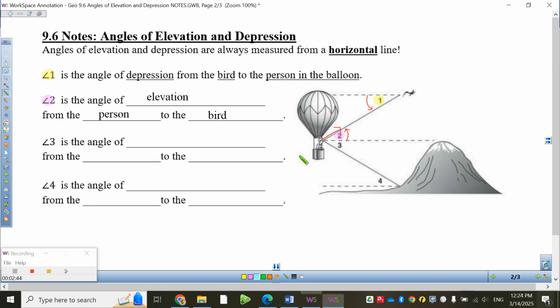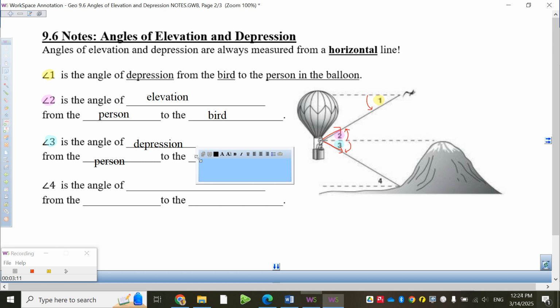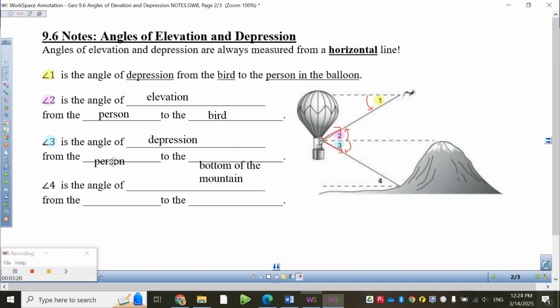Angle 3, so angle 3 is right here. And so what does this represent? This represents this person looking down at the bottom of this mountain. Okay, so this is this angle right here. So we've got angle 3, and let's fill in the blanks here. Angle 3 is the angle of depression from the person to the bottom of the mountain.